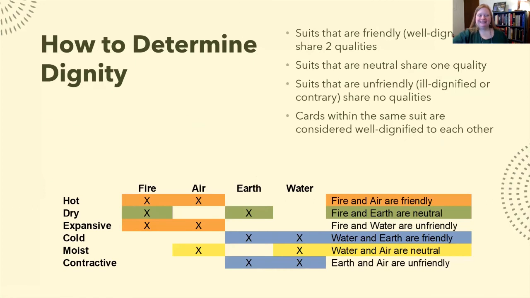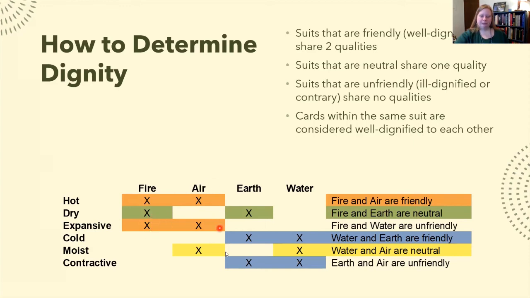This slide shows us how these qualities work together to determine the dignity. So suits that are friendly to each other are well dignified. They share two qualities. So you can see here that fire and air are both hot, and fire and air are both expansive. Fire and air are friendly to each other. And so fire is the wands and air is the swords, so the swords and wands are friendly to each other. We can see that fire is dry and earth is dry, but they don't share anything else, so they're neutral. Fire and earth are neutral to each other.